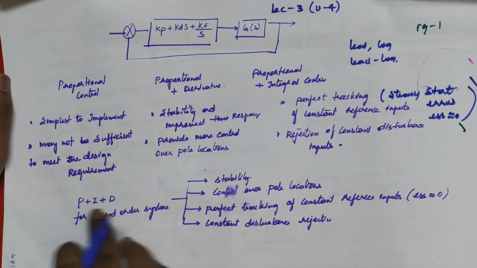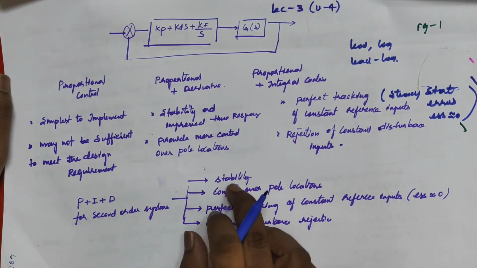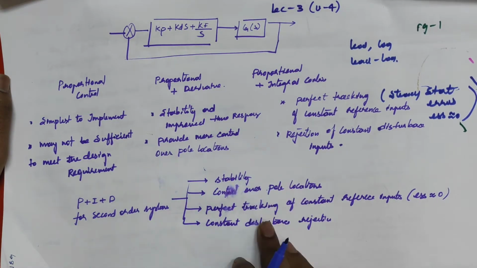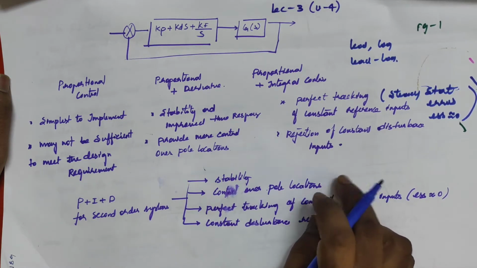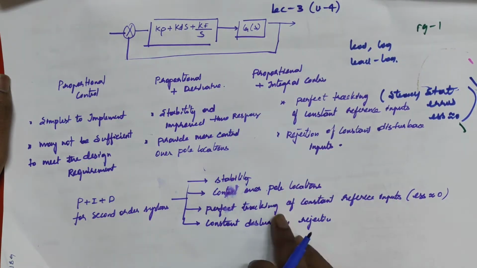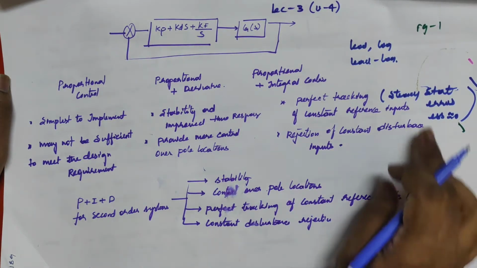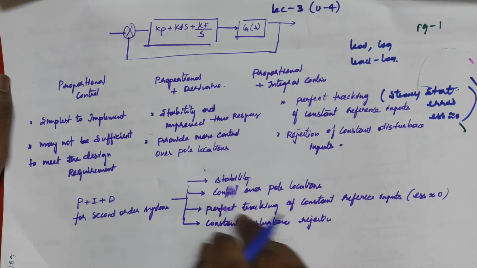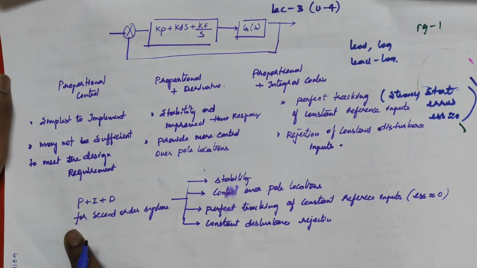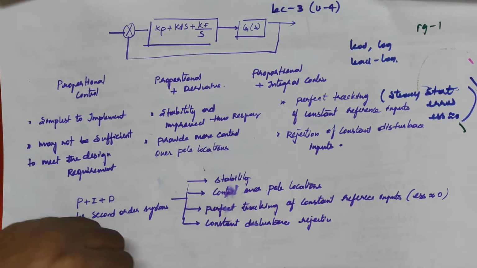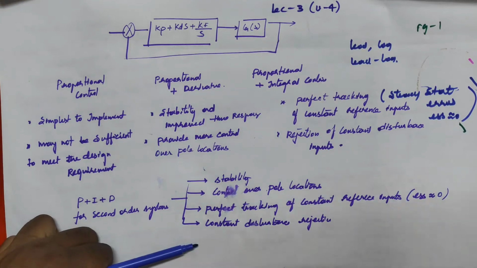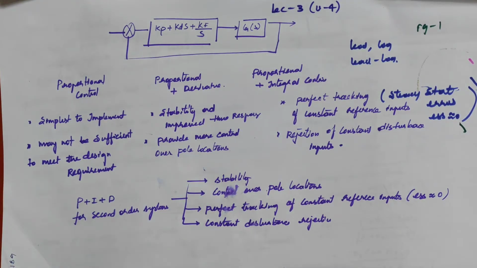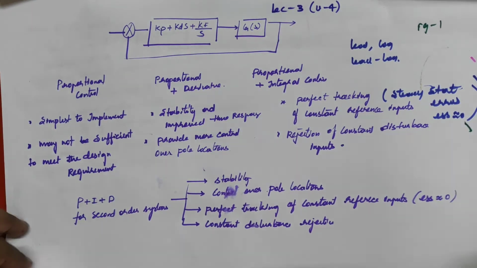If we incorporate all three controllers, we get increased stability, and we have control over pole locations, meaning transient improvement, and again perfect tracking of constant reference inputs and constant disturbance rejection by the PID controller. So the PID is for stability increase, transient improvement, and steady state error. So what is the point of lead lag?